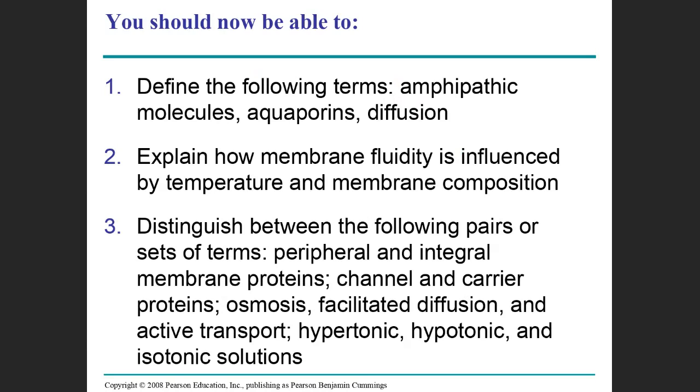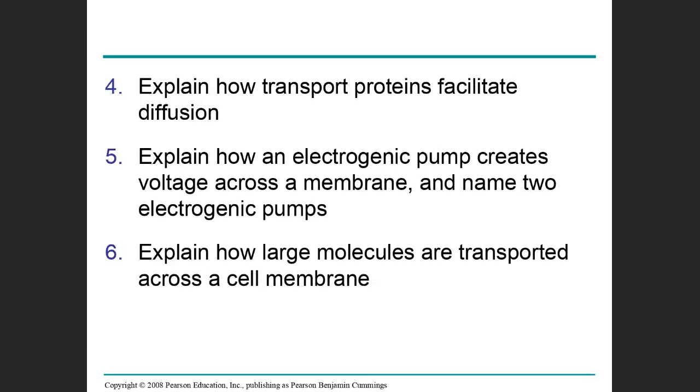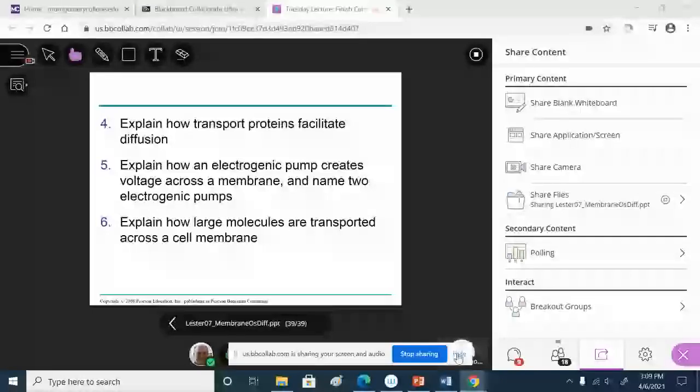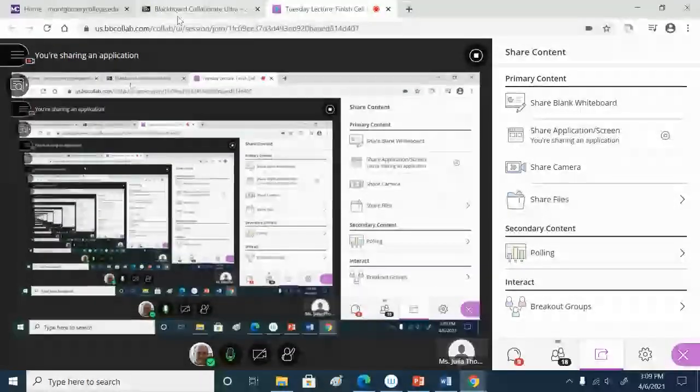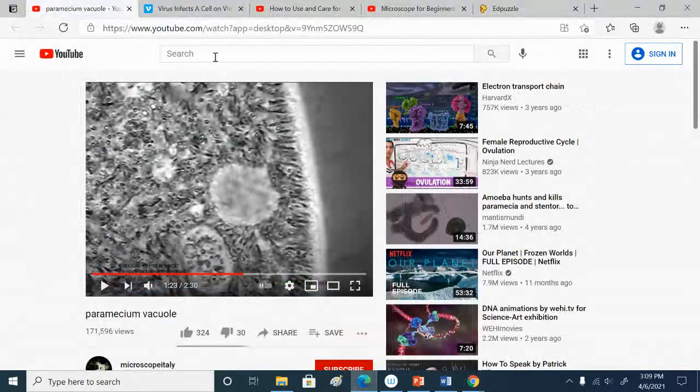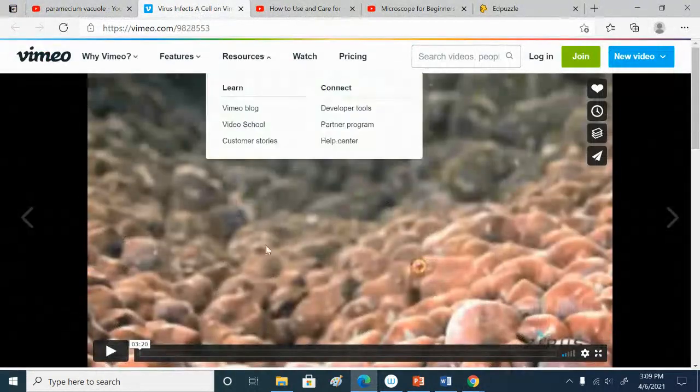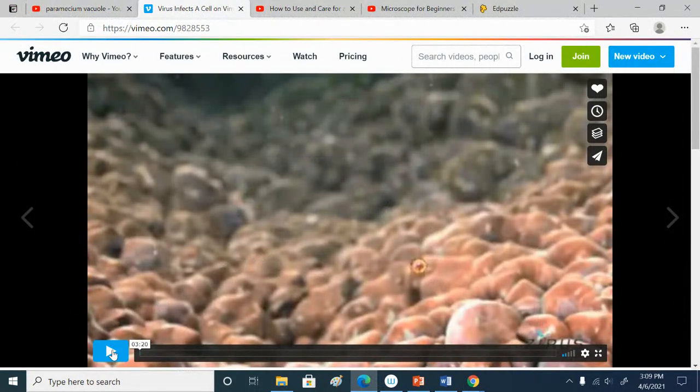Okay, so let's go watch that video. It's one that I've been showing for years. It's especially relevant now because of COVID-19. It shows the infection of a cell by a virus. It's only about 3.5 minutes long.